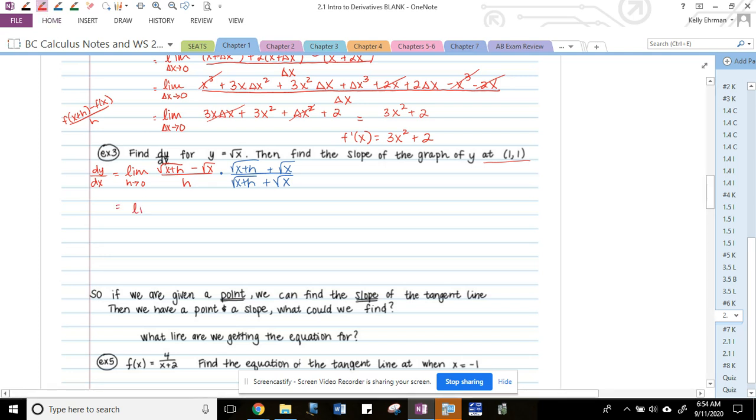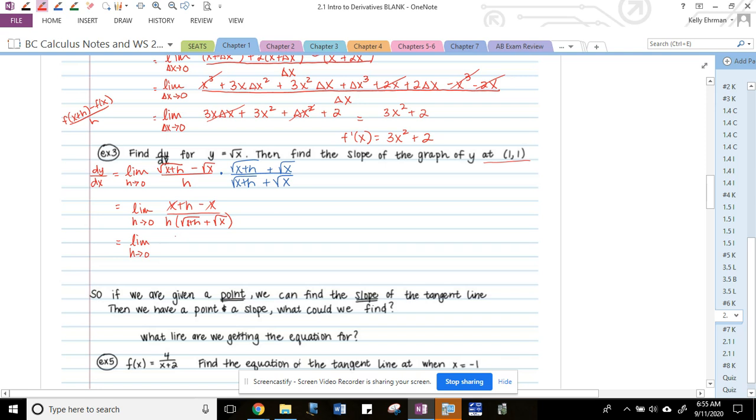Okay, keep your limit notation. The limit as h approaches 0 of x plus h minus x over h times the square root of x plus h plus the square root of x. Remember, your x terms are going to cancel. h divided by h is going to be 1. So let's write one more line before we direct substitute.